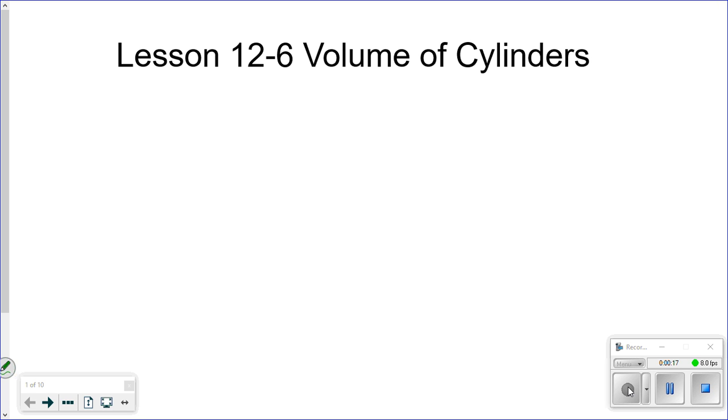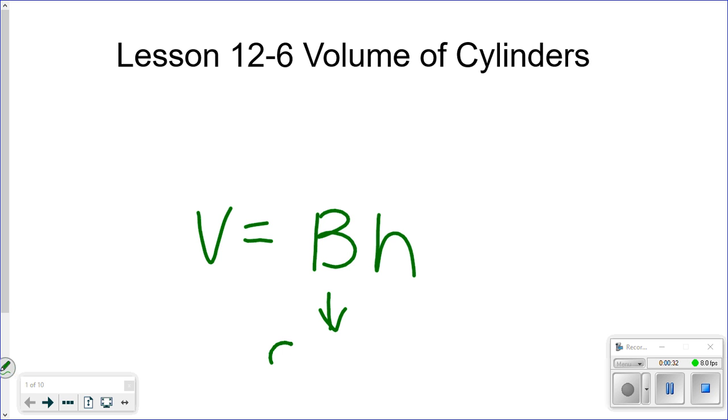Everybody remember that one formula, Kenna? V equals B times h. What do some of these things mean? What's the V mean? That means volume, right? What were you going to tell me, Logan? The B is the area of the base. Yeah, area of base.